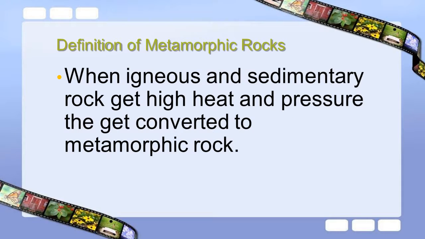Then the next one is a metamorphic rock. Now what is a metamorphic rock? When igneous and sedimentary rocks get exposed to high heat and pressure, they get converted into a new rock, that is the metamorphic rock. So igneous rocks and sedimentary rocks can change into metamorphic rocks under great heat and pressure. For example, clay changes into slate and limestone into marble.